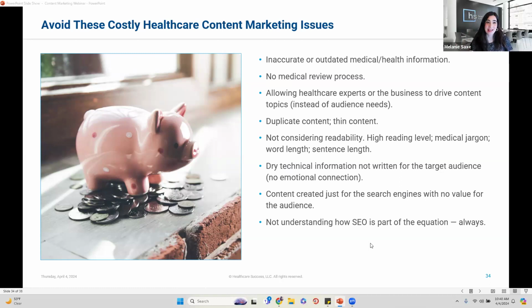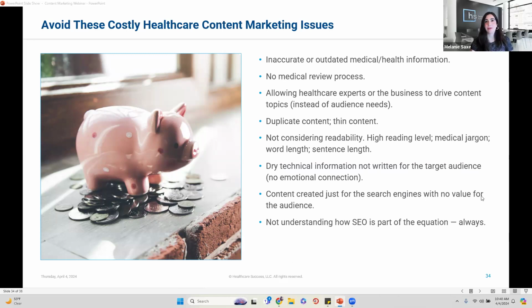The most common and costly mistakes. So, inaccurate or outdated medical health information. There's no way that this could happen, but it does all the time. I've seen many, many clients come to us, and the first thing they say is, don't trust the information on our site. Don't rely on it for writing other information.